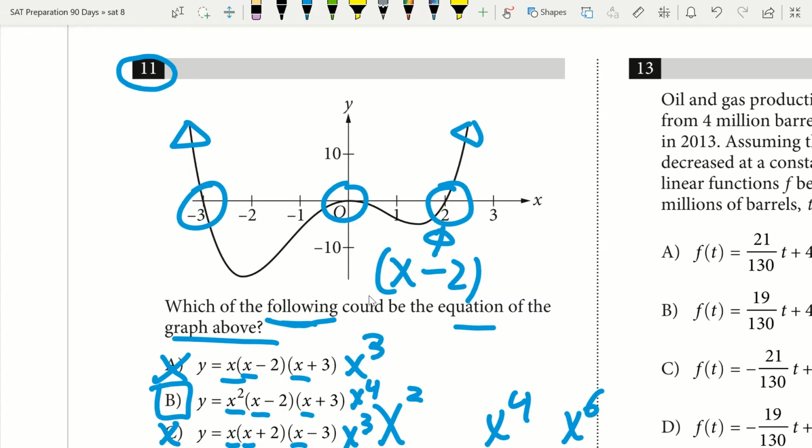So in this case, we had a root at -3, which means that we would want to have x plus 3 in some part of our equation. We had a root at 0 and we had a root at 2, right? So we want to make sure that we have this x minus 2 and this x plus 3, which we see we do in option B. Okay, so that's a tip you can use to identify the equations of graphs on the SAT math section. So hopefully that was helpful.